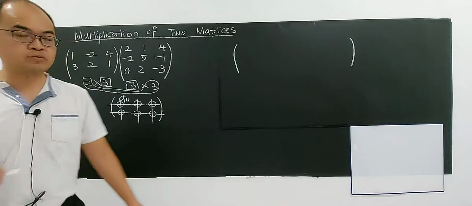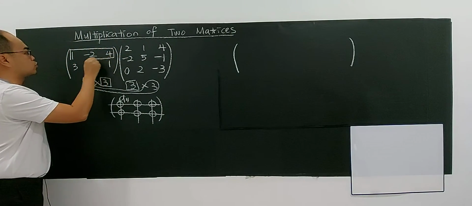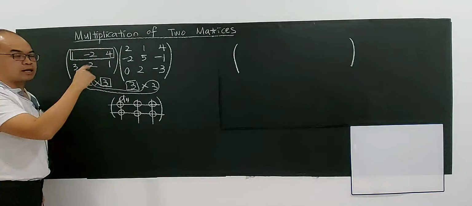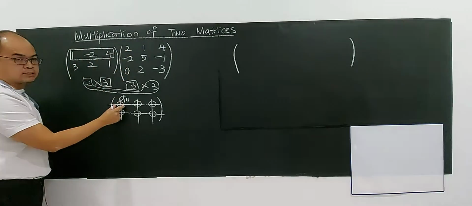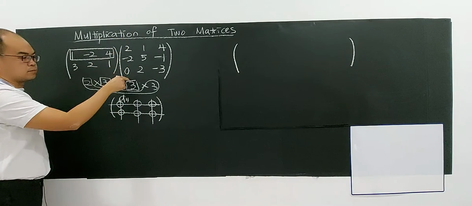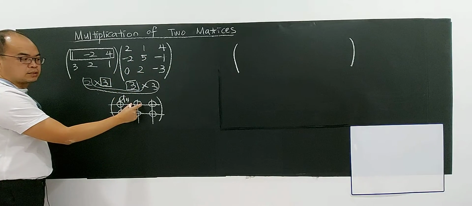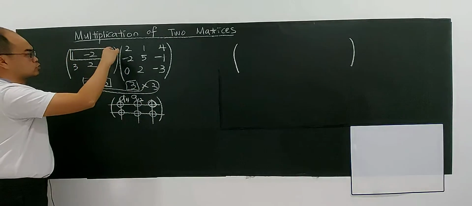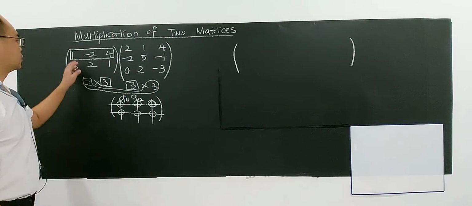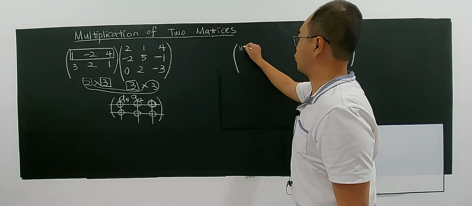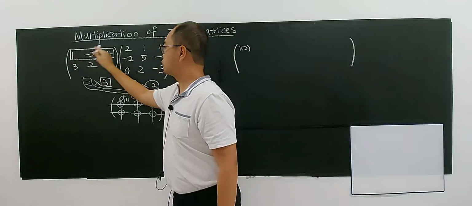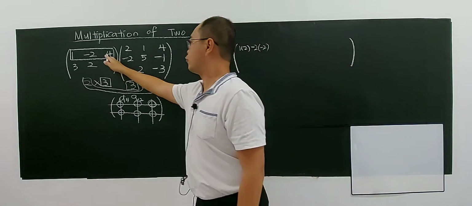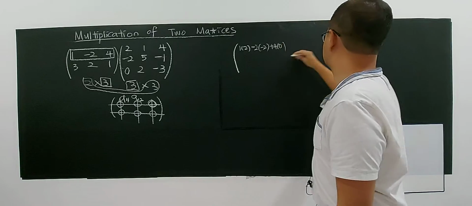Of course I taught you in the previous video that we go row by column. There are only 2 rows here, so this first row has to go with each of the columns. This row will go with this column to produce this element: first row, first column. The first row and the second column will produce the element for the first row and second column. For this, you take the first row with the third column, taking turns. So 1 times 2, negative 2 times negative 2, plus 4 multiplied with 0.